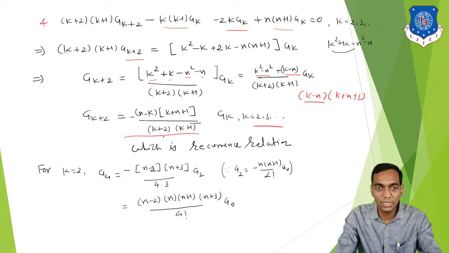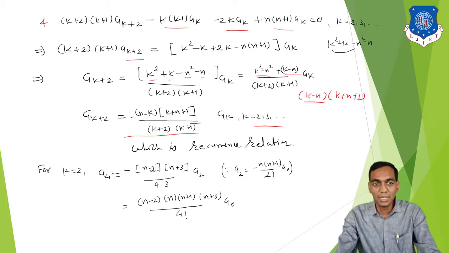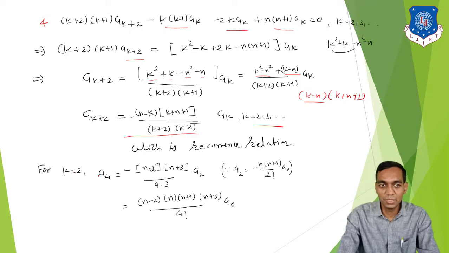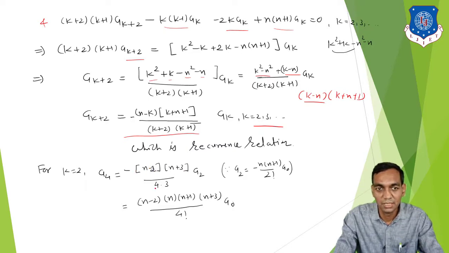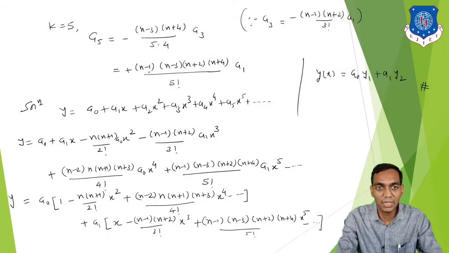Put k is equal to 2 here and that will give you a4, that is a4 is equal to minus of n minus 2 into n plus 3 divided by 4 into 3 into a2. But a2 is nothing but minus of n plus 1 into n divided by 2 factorial a0. So put it here, that will give n minus 2, n plus 1, n, n plus 3 divided by 4 factorial a0. In the same manner a5 will be n minus 1, n minus 3, n plus 2, n plus 4 by 5 factorial a1.